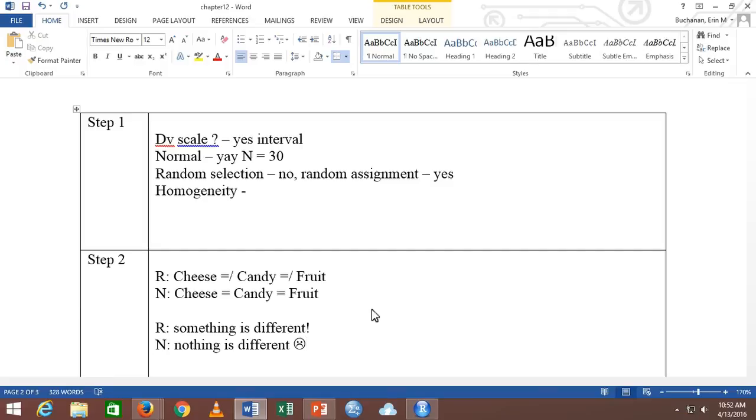Because we looked at the means earlier, candy was 2 point something, cheese and fruit were 5 and 6. Maybe cheese and fruit aren't different, but they're different from candy. In this particular example, they're all different because it's made up data, but you might have a study where 2 groups are the same and 1 group is different from those 2. That's really common. The question isn't that they're all different from each other, it's something is different somewhere.